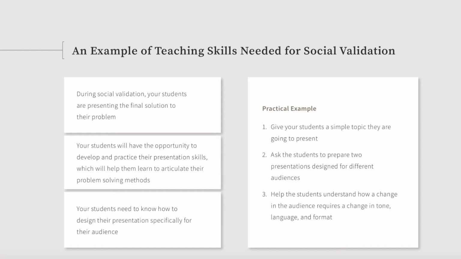To teach this, give your students a simple topic they are going to present, like how to make their favorite snack. Ask the students to prepare 2 presentations. The first presentation will be designed for their classmates. The second presentation will be designed for a panel of judges who work for a food company and are looking to market their snacks. Help the students to understand how a change in the audience requires a change in tone, language, and format. Ask the students to give both presentations. The students in the audience should provide kind but critical feedback.